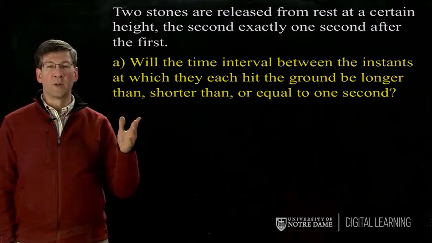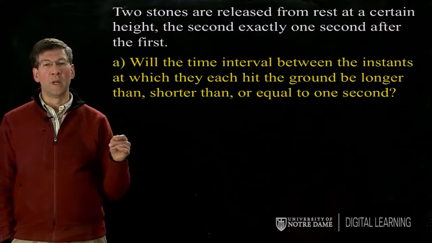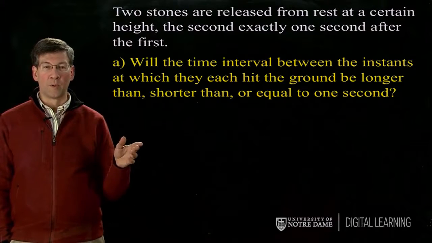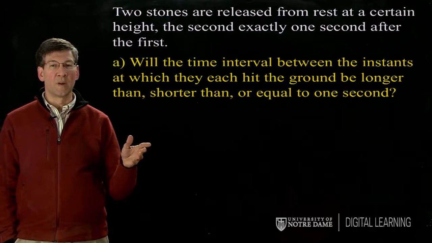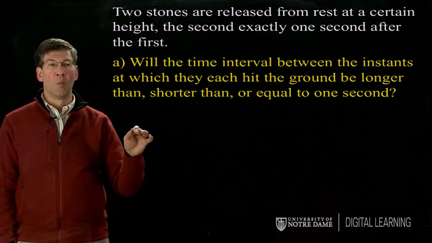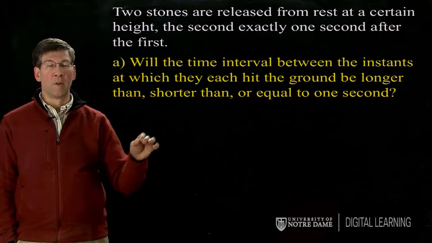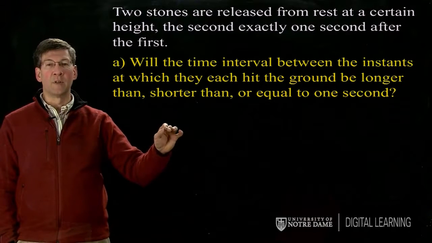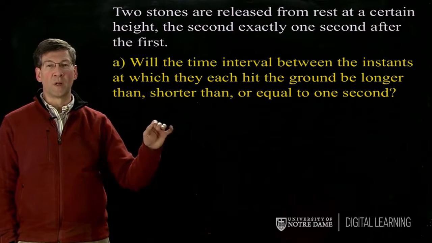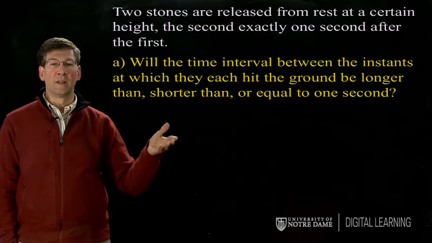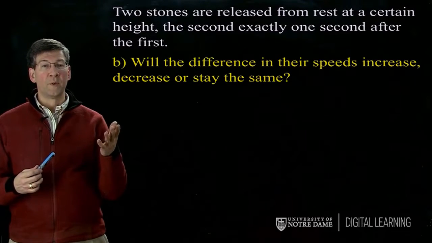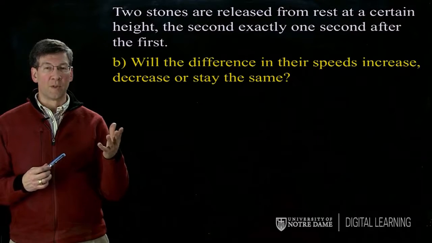So let's look at the first question here. Will the time interval between the instance at which they hit the ground be longer than, shorter than, or equal to 1 second? In this particular case, since I release the objects 1 second apart, but otherwise their motions are identical, I release them from rest, they're accelerating in a gravitational field, they're falling. They're both falling for the same amount of time because their motions are identical, so they'll hit the ground exactly 1 second apart. So the next question asks, will the difference in their speeds increase, decrease, or stay the same?